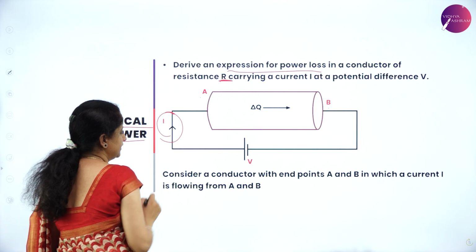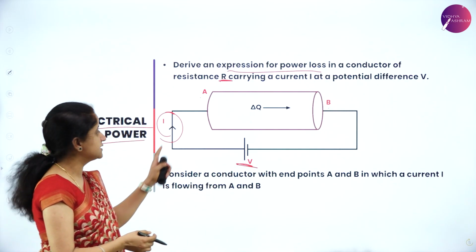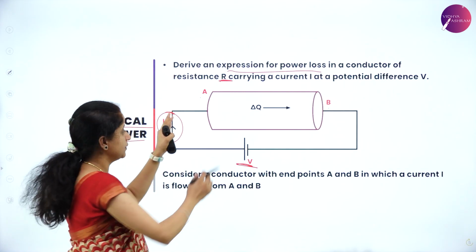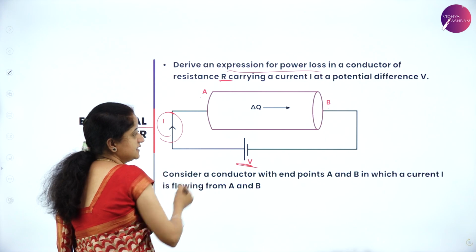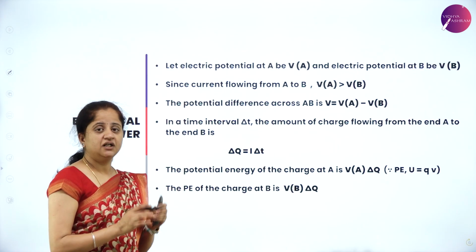Now we have considered a conductor with endpoints A and B, in which I is the current flowing through it and it is provided with a potential V across the ends A and B. So this is a conductor with ends A and B. It is provided with a potential difference across its ends, that is V, and I is the current flowing through the conductor.